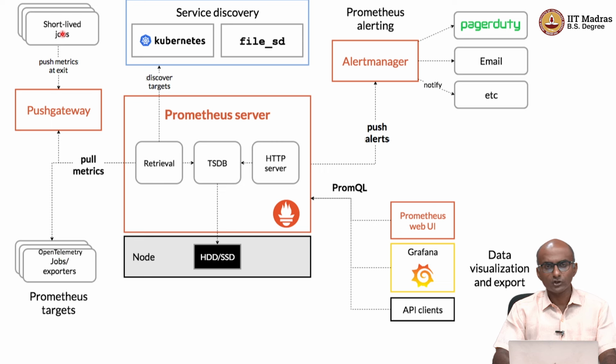Then you could also have short-lived jobs. You see this on the top left. These are not long-running. This is not like a permanently running machine learning prediction API. But these short-lived jobs are pushing metrics as and when they finish. They compute these final summaries and then they push those metrics.